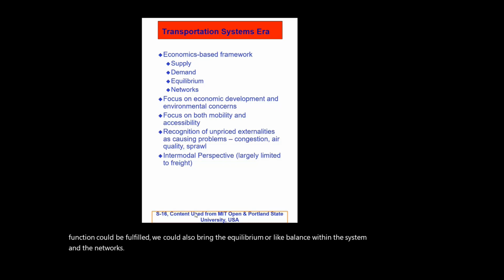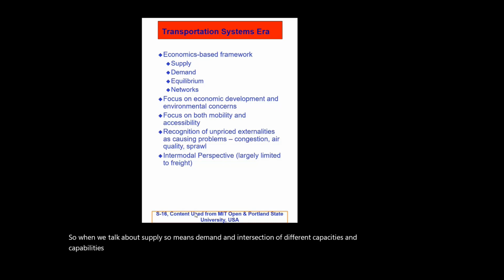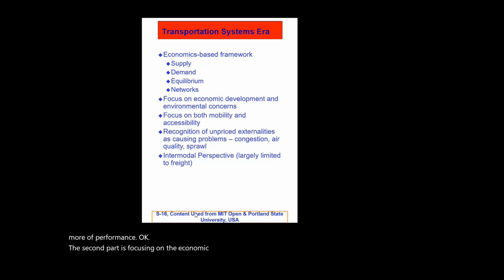When we talk about supply and demand, the intersection of different capacities and capabilities will give you the production of actual volume on particular networks or modes of performance. The second part is focusing on economic development and environmental concerns, supplying the needs of people. Of course, whenever we have a demand, to fulfill that specific demand we try to organize a system, and through the system functions.